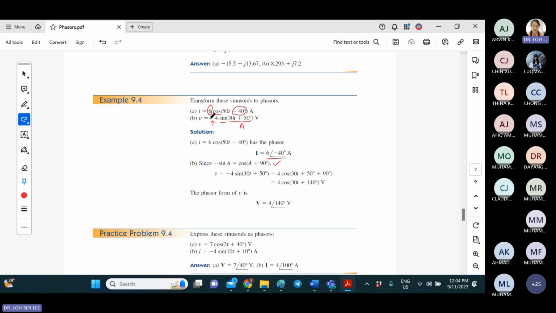Negative sin A. You have negative sin A times 4, that's why you still have a 4 here. We change the negative sin A into this one, cos of A plus 90 degrees. Cos of A plus 90 degrees.